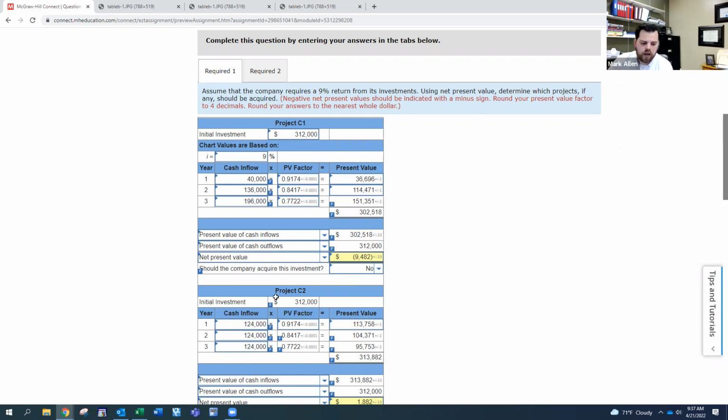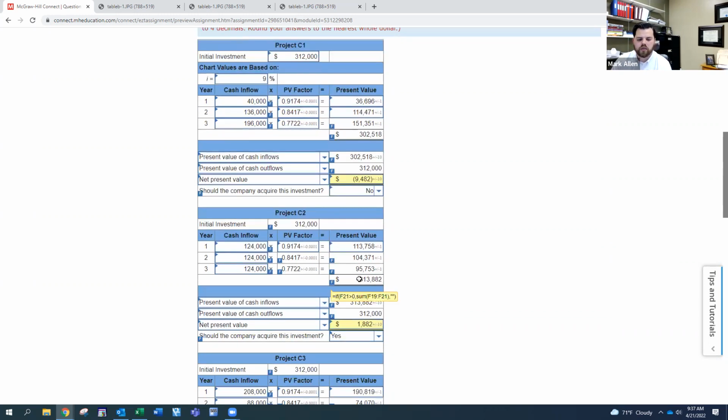But in this case, we're going to go ahead and we're going to pull in those same 3 factors. So they're going to drop in, have your new cash flows, multiply all that out. You get 313,882. Cost you 312. So we're going to say, yes, we should invest at 1882 while small is greater than 0.